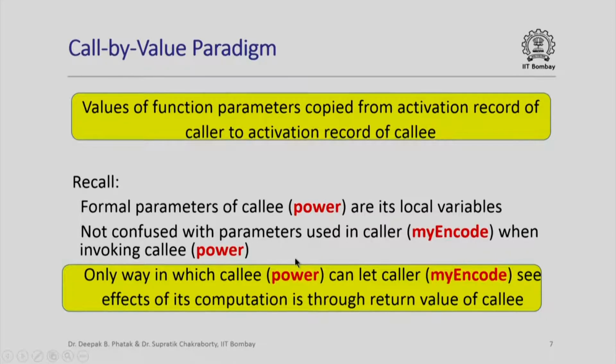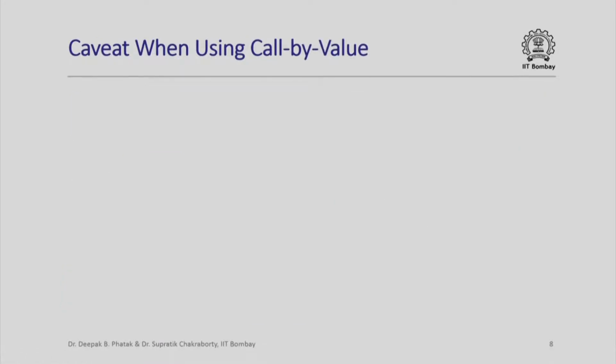So what this means is that when myencode calls power, the values of the parameters are copied to the local variables of power, and then subsequently power does some computation. So the only way in which the callee function, in this case power, can let the caller function, in this case myencode, see the effects of its computation is through the value that the callee function returns. Now this is important because this is the only way in which a caller function interacts with the callee function when we use call by value.